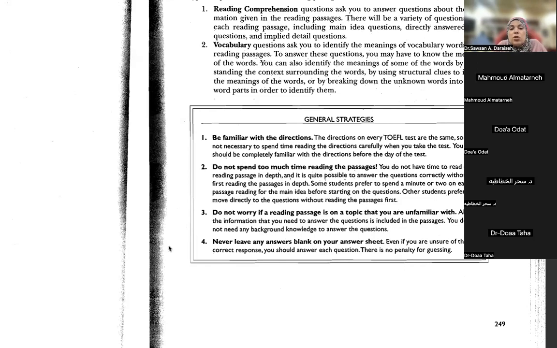Number 4: never leave any answers blank on your answer sheet. I think we have mentioned this in the previous instructions, even if you are unsure of the correct response. If you don't know the answer, don't leave it undone; still try your best to answer the question and choose the closest answer possible. There is no penalty for guessing. That means you won't be punished because you guessed the answer.